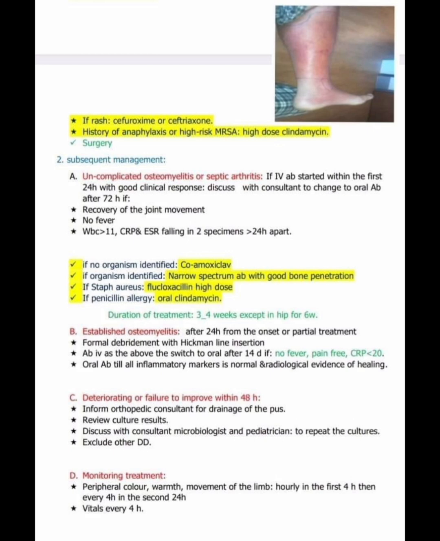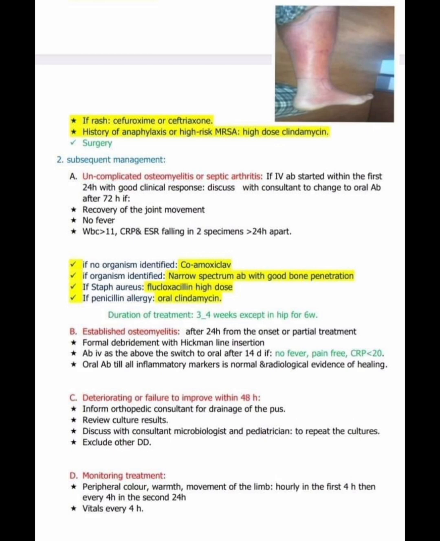Number 2, subsequent management, that is A, uncomplicated osteomyelitis or septic arthritis. If IV antibiotics started within the first 24 hours with good clinical response, discuss with the consultant to change to oral antibiotic after 72 hours. If recovery of the joint movement, no fever, WBC count more than 11, CRP and ESR falling in 2 specimens more than 24 hours apart.